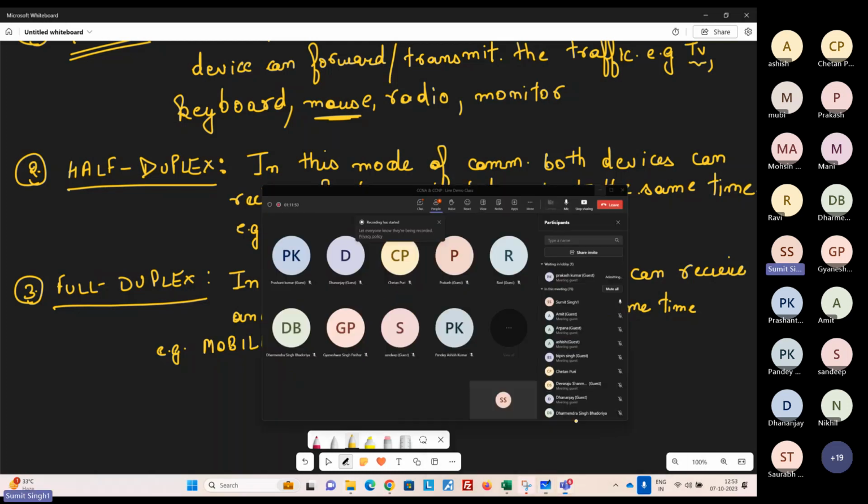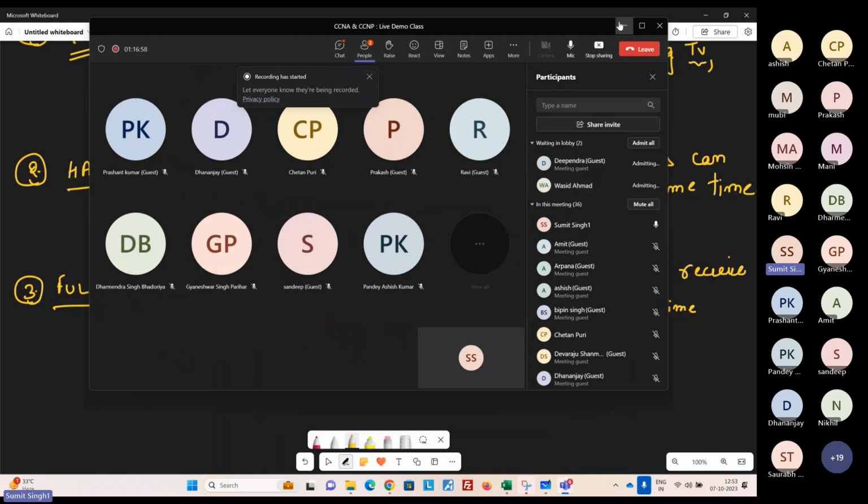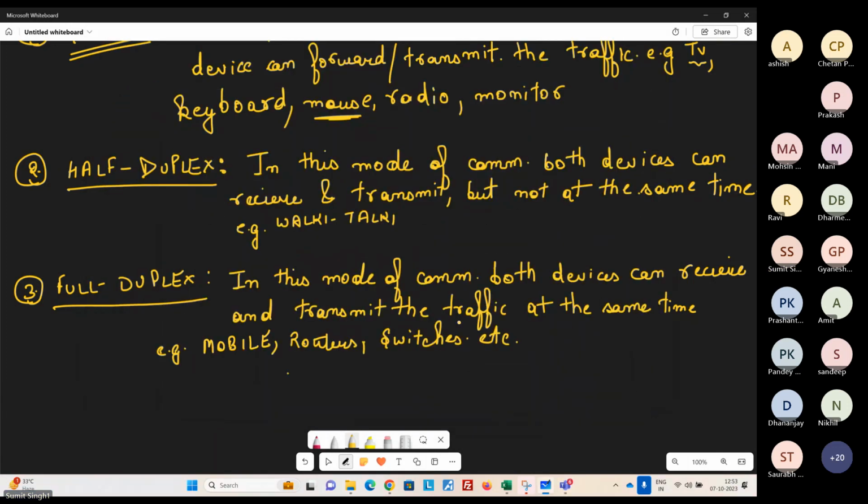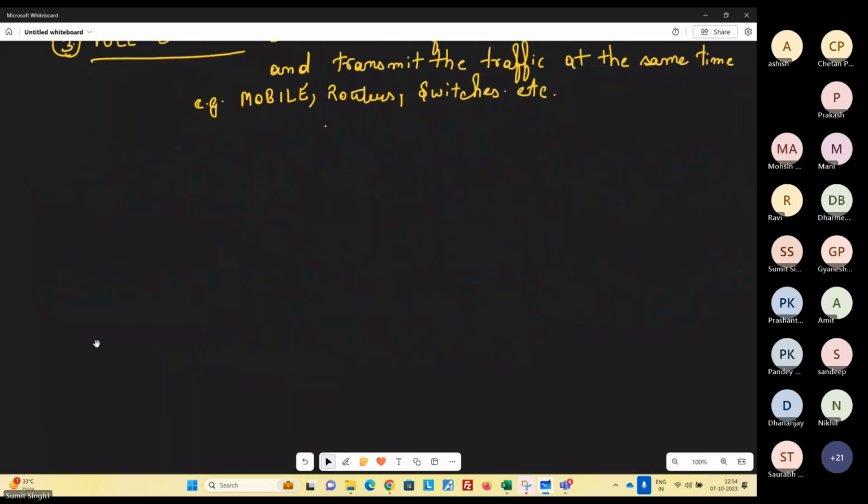So these are the modes of communication we have. I hope there shouldn't be any doubts in modes of communication. Then after modes, we have types of communication.